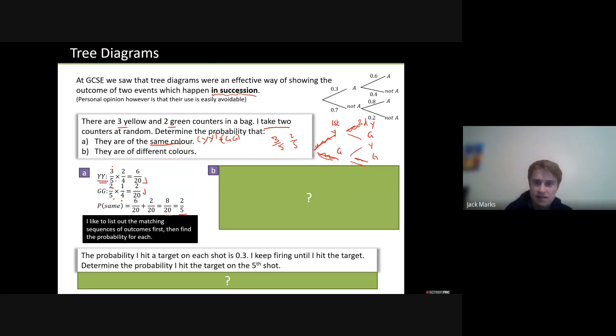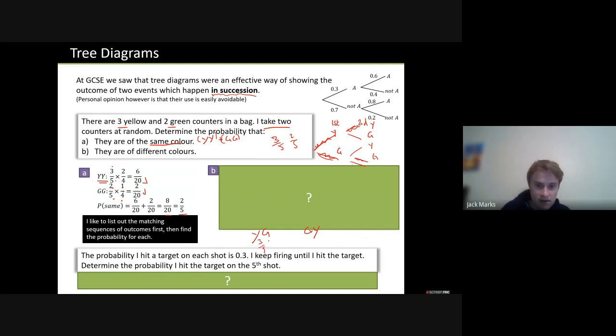Different colors. How is different colors possible? Well, it's a bit like the pass, fail, fail, pass. So this could be yellow, green, and green, yellow. So take a moment, pause the video, just work those ones out. And remember, these are mutually exclusive, sort of different outcomes. So when you find these probabilities, add them together.